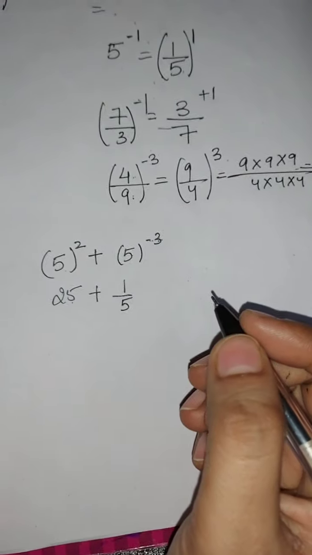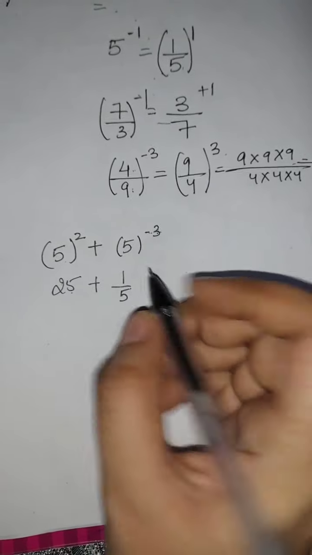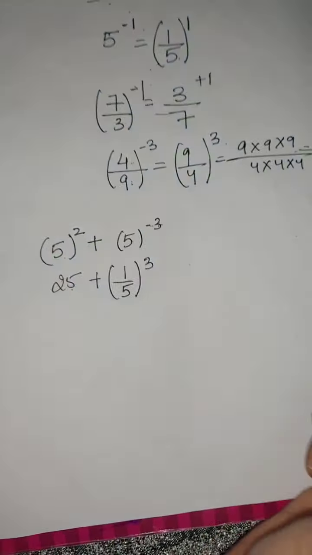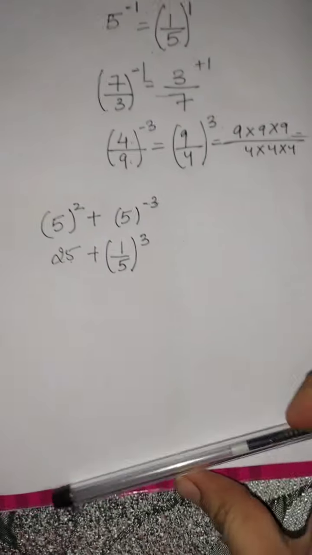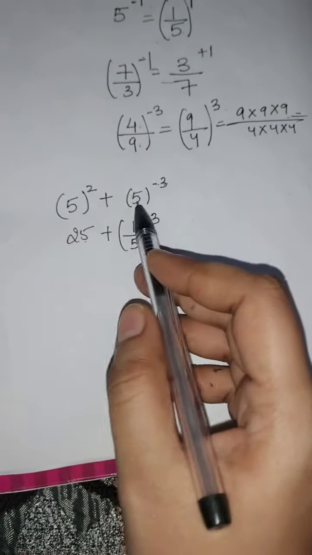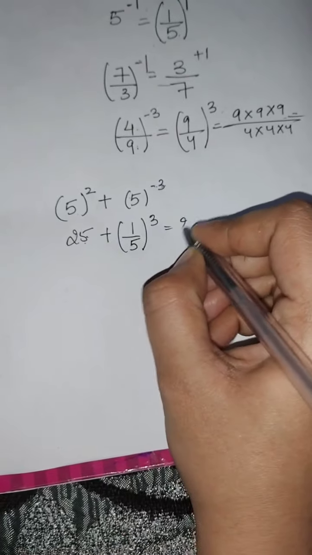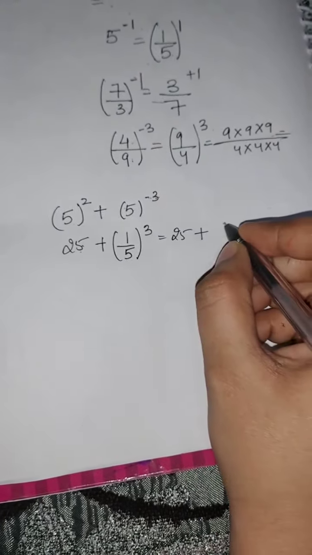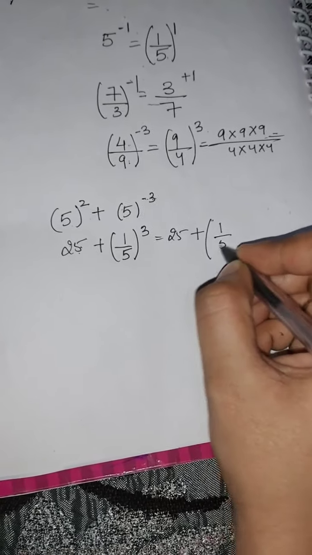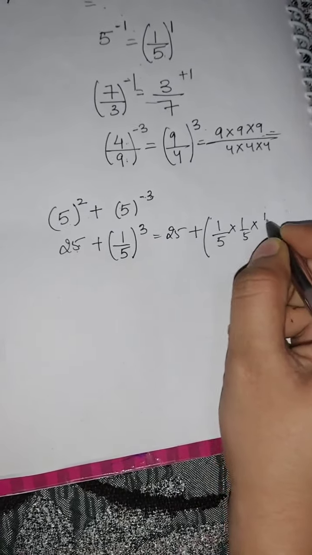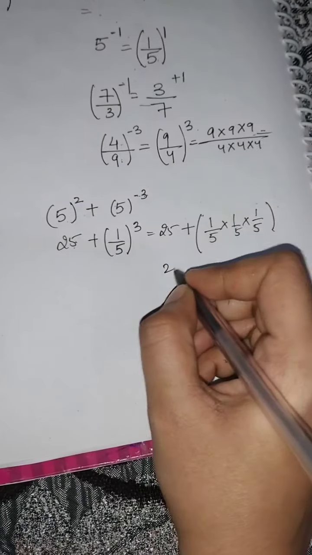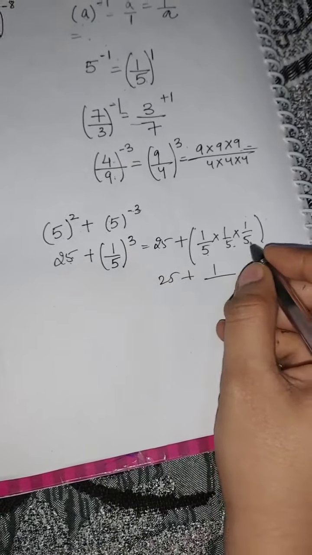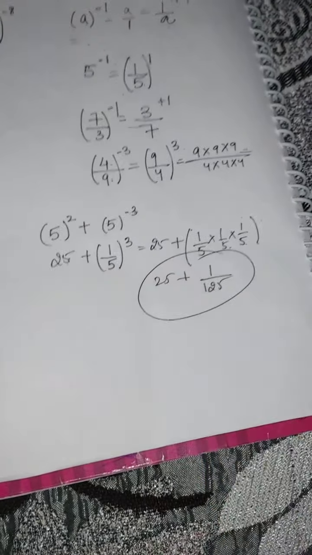5 का रेसिप्रोकल क्या हो जाएगा? 1/5. And as soon as you make it reciprocal, उसकी पावर पॉजिटिव हो जाती है. Okay everyone, suppose you have a similar sum. अब 25 तो आ गया. अब इसका सॉल्व कर लो. 1/5 को आपको 3 टाइम्स करना है. तो 25 plus 1 into 1, we know that it's 1. 5 into 5 into 5 is 125. तो आपको इसको सॉल्व करना है.